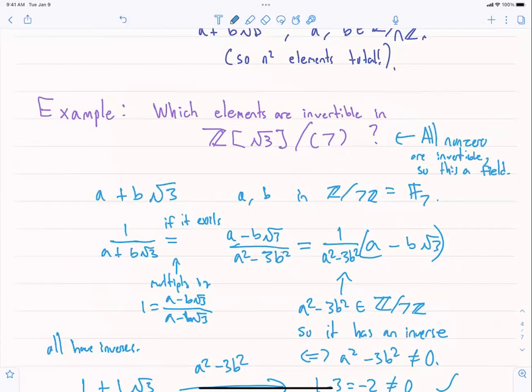This field has 7 squared, so 49 elements, because I have 7 choices for A and 7 choices for B. So I have 49 elements in this ring, and all non-zero ones are invertible. So in fact, this is a field with 49 elements. So this gives another way to construct fields with a larger number of elements.